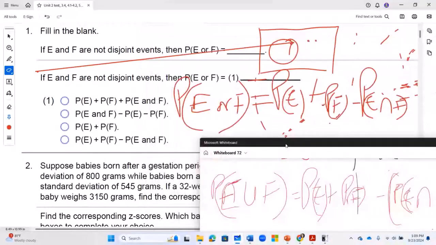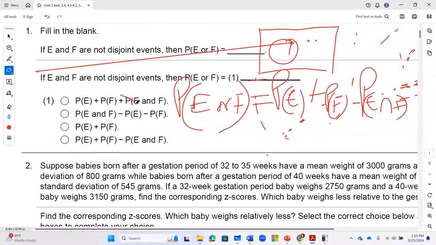If you have paid attention so far, you will notice that the formula they are asking you, first of all, let's eliminate. It is not this one, not this one, because we are not adding the intersection. It is not this one because we are not subtracting the intersection. This is probability rule number one for mutually exclusive. Therefore, this is the correct answer.